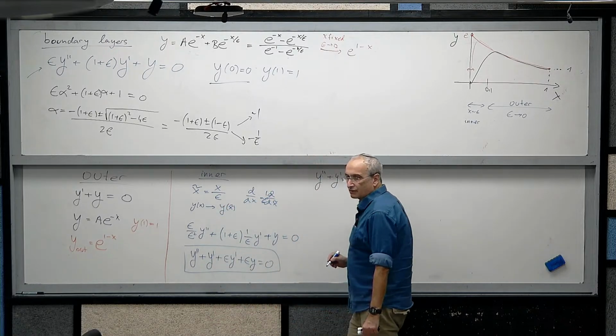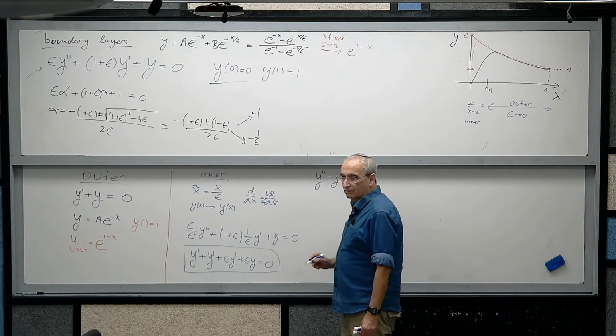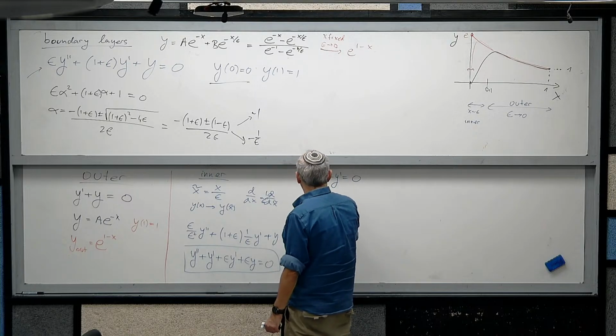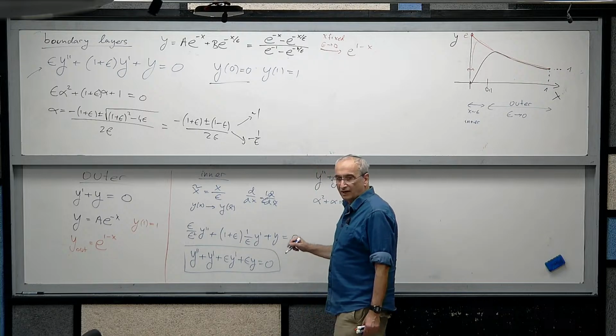Good. What's the solution for this equation? We can do the same trick. We can write alpha squared plus alpha is 0, right? If y equals e to the alpha x.